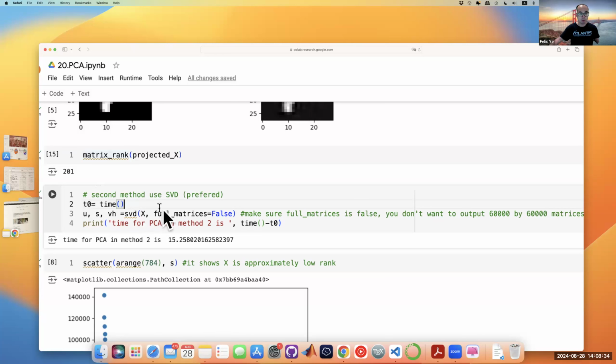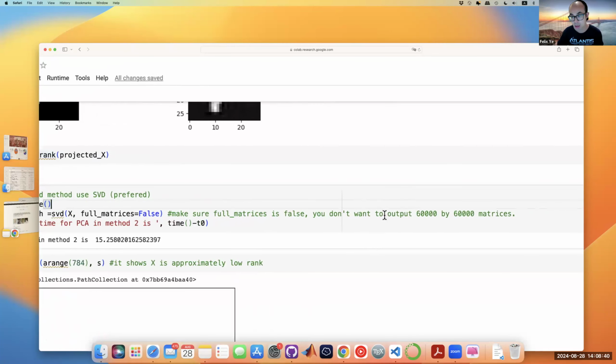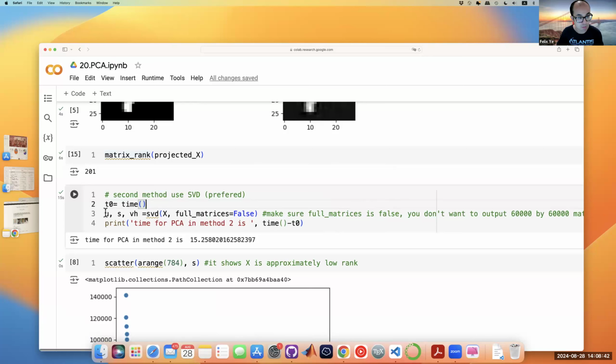But what you can do is just call the SVD of X. Here you need to make sure full matrices is false, because you don't want to output the matrices U and VH in gigantic versions. You want to do a truncated, economical version of the singular value decomposition.